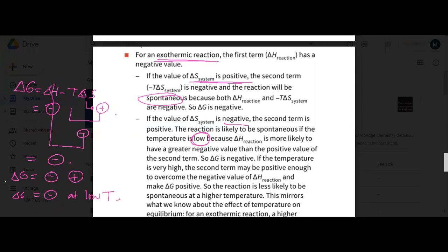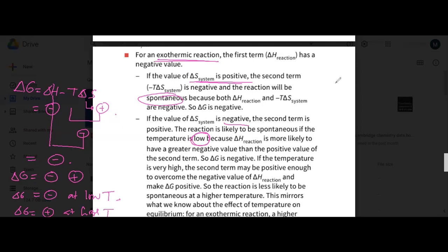But if it is a high temperature, then the value could be very, very positive, and delta H will lose. I mean, it loses against the T delta S term. So delta G will be positive at high temperature, and the reaction will be not spontaneous.